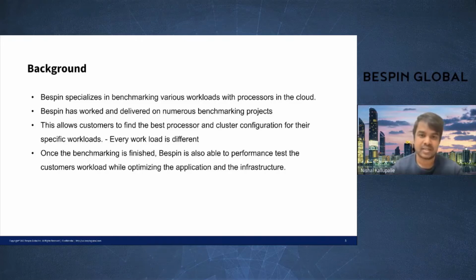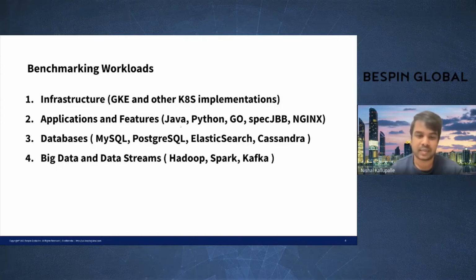And some of the use cases include your applications, like if your application is running on Java or Python or Go, we can benchmark that. Or infrastructure, like Kubernetes, your virtual machines, anything running on that. What processors will be the most useful? Your database technologies, Cassandra, Elasticsearch, SQL databases, MySQL, Postgres. And of course, your big data, your EMRs with Hadoop and Spark. Definitely.